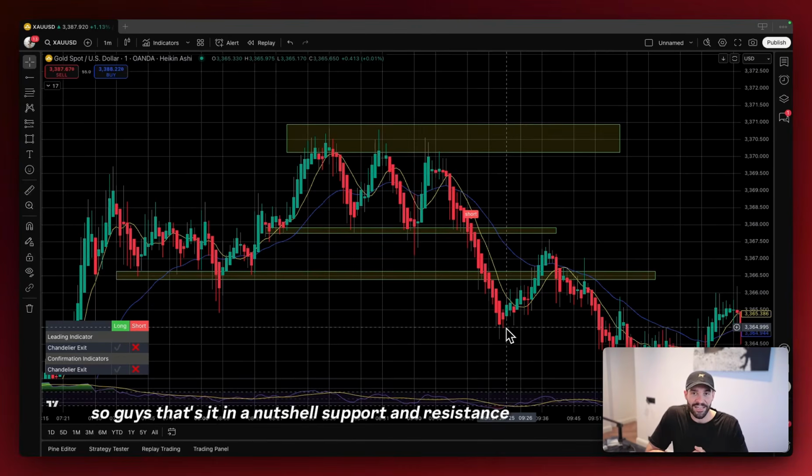So guys, that's it in a nutshell. Support and resistance. This is how you find it in real time. This is how you measure it up. These are the different elements that you check when you're actually finding it, especially after a big rally. The different confluences that you look for, whether it's candlestick patterns, chart patterns, indicators, anything else. These are obviously things that I've taken from my own strategy, which you can use for yourself.